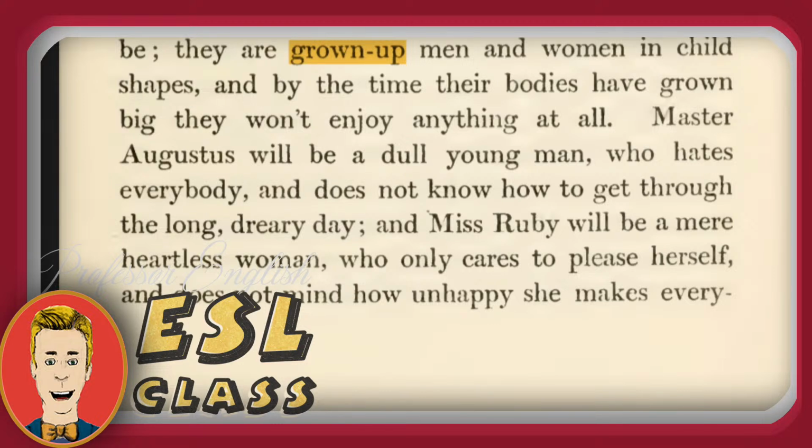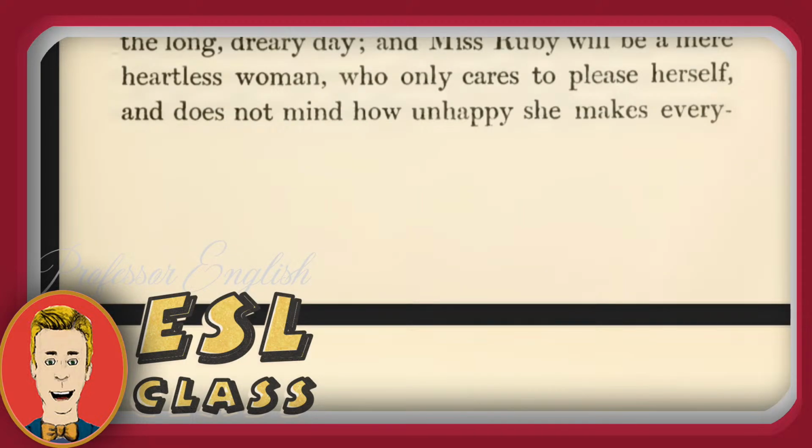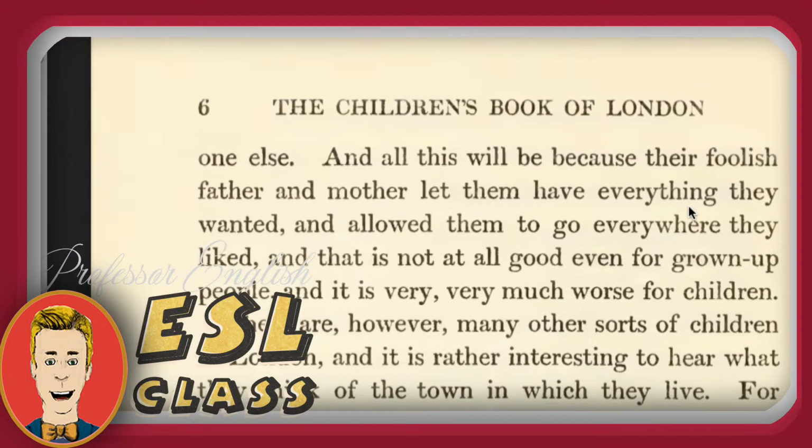Master Augustus will be a dull young man. So here we have the word dull again. Remember, that means boring. So the little boy, Augustus, will be a boring young man who hates everybody and does not know how to get through the long, dreary day. A dreary day is like a sad, dark, depressing, rainy day. And Miss Ruby will be a mere heartless woman who only cares to please herself and does not mind how unhappy she makes everyone else.